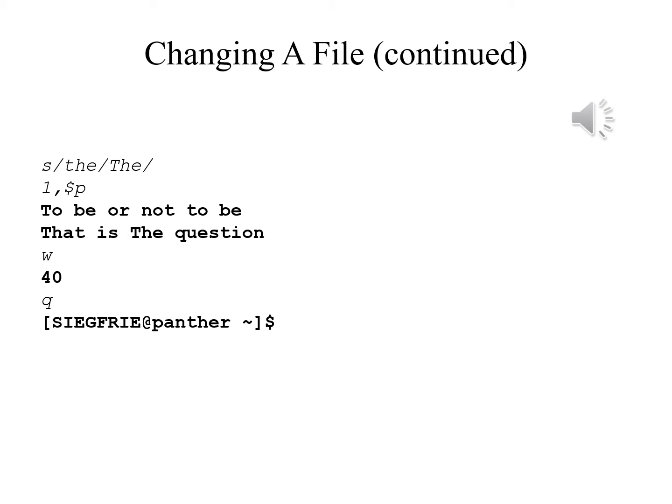S stands for substitute. If I type S followed by a slash, and then type the, and then type another slash, and then the with a capital T, and then another slash, I am telling the computer to find the next occurrence of the and replace it with the with a capital T. I write the file, and my file now has 40 characters. Q for quit, and I'm finished.